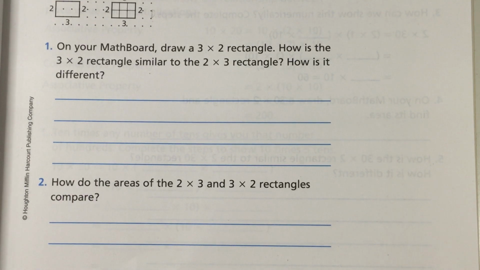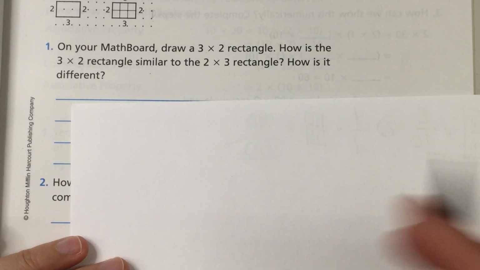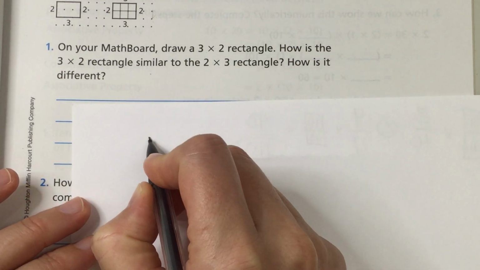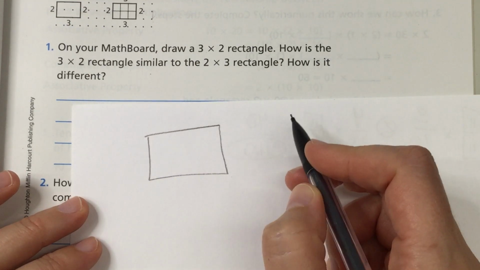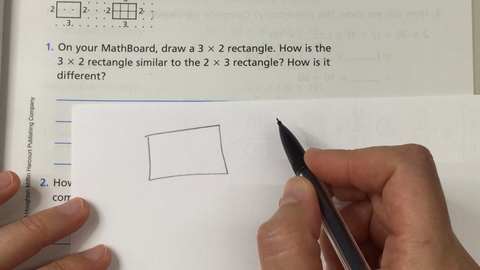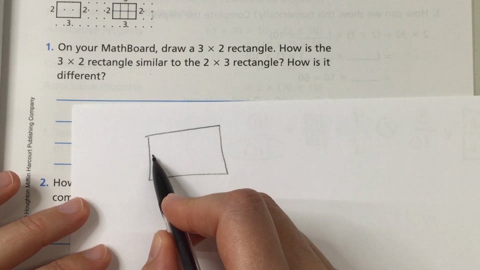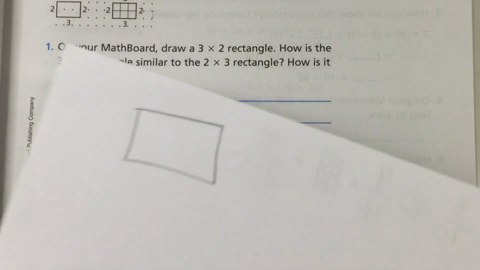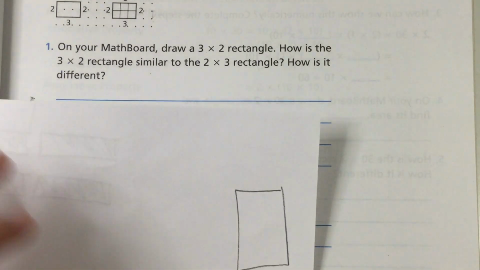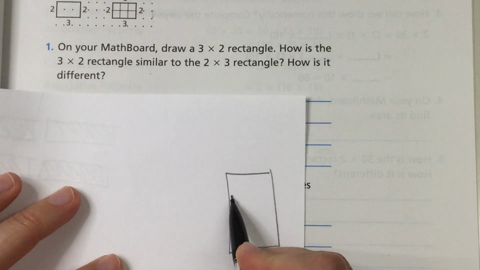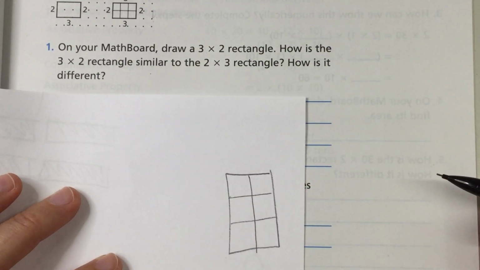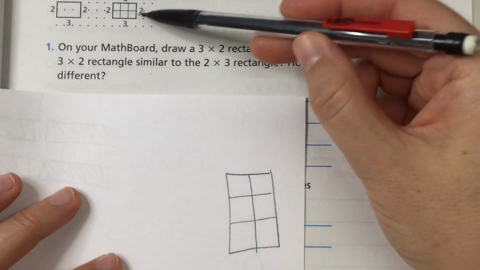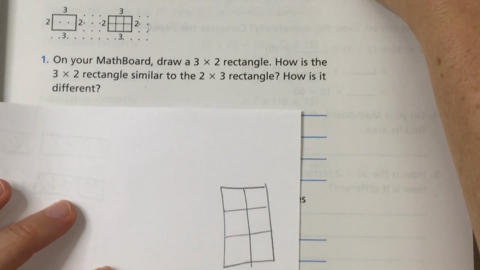Okay, so this has directions for on your math board. We're just going to use scrap paper, and yes, I do want you to use scrap paper, or you can also use your whiteboard for this. So draw a rectangle that is 3 by 2. How is the 3 by 2 rectangle similar to the 2 by 3? Oh, I just see what they wanted us to do. 3 by 2. They're just showing us that we can flip it around like this. So 3 rows by 2 columns. And it's saying, how is it similar to the one we had here, and how is it different?